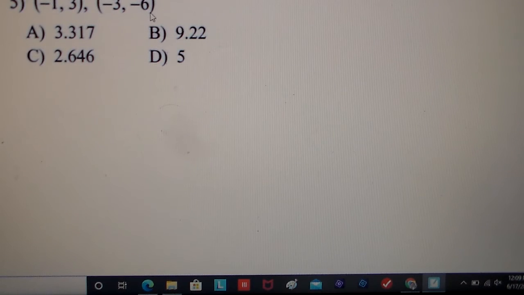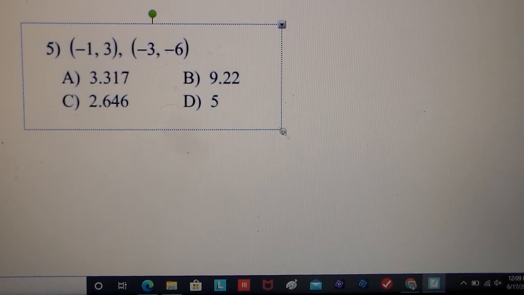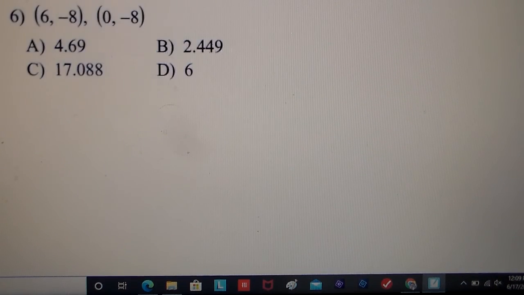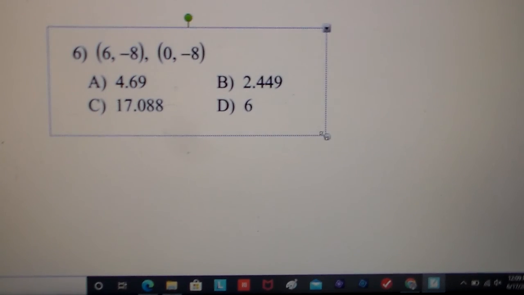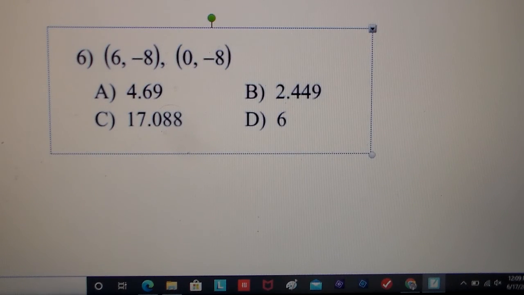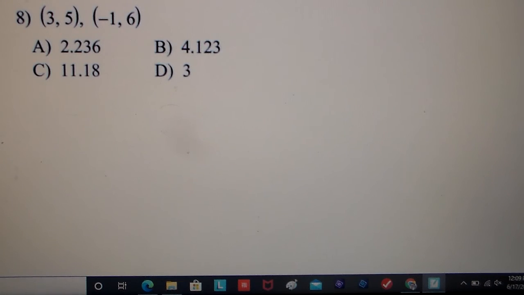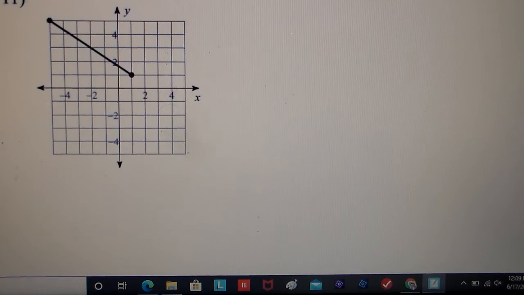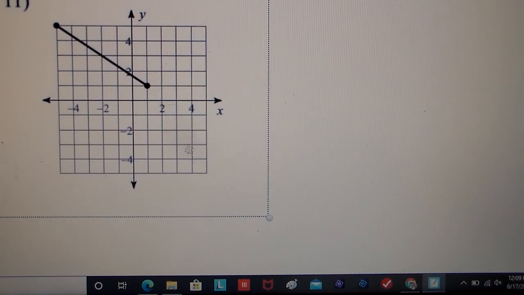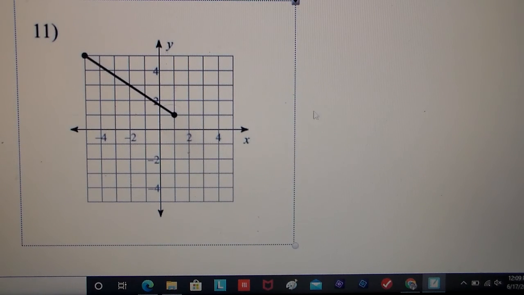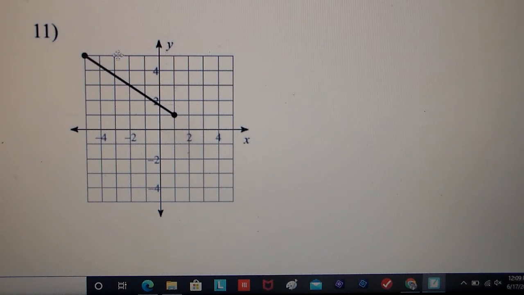Here's another one you could practice with. And we're going to skip a couple because I want to get to here. Look at number 11 here. This is the same concept. We have a line. And we got to find that distance of that line. It's a little bit different because it's a different presentation, but it's the same idea.